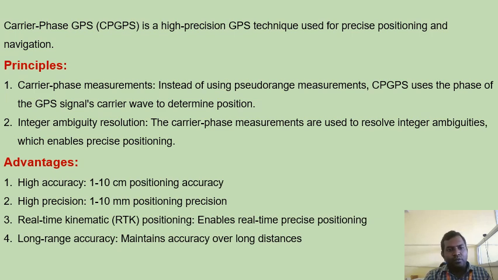And the second principle is integer ambiguity resolution. The carrier phase measurements are used to resolve integer ambiguities, which enables precision positioning. Okay, so these are the two principles of carrier phase GPS.